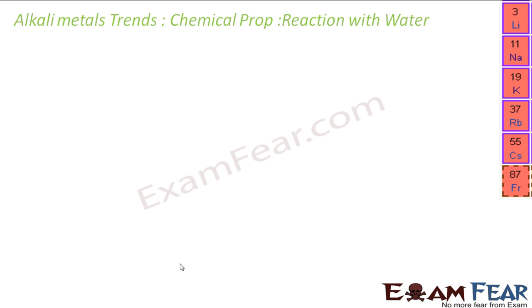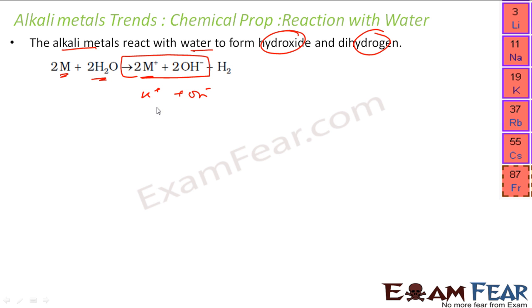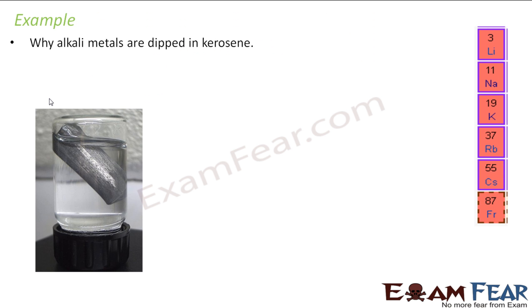The reaction with water now. This is something we should already know. Alkali metals react with water to form hydroxides and hydrogen. So these metals react with water to form hydroxides and dihydrogen. The metal reacts with water to form this hydroxide. Since this is also stable, it is in the K plus and OH minus form, right? So this is hydroxide and hydrogen gas, and that's why if you see, all these are dipped in kerosene.